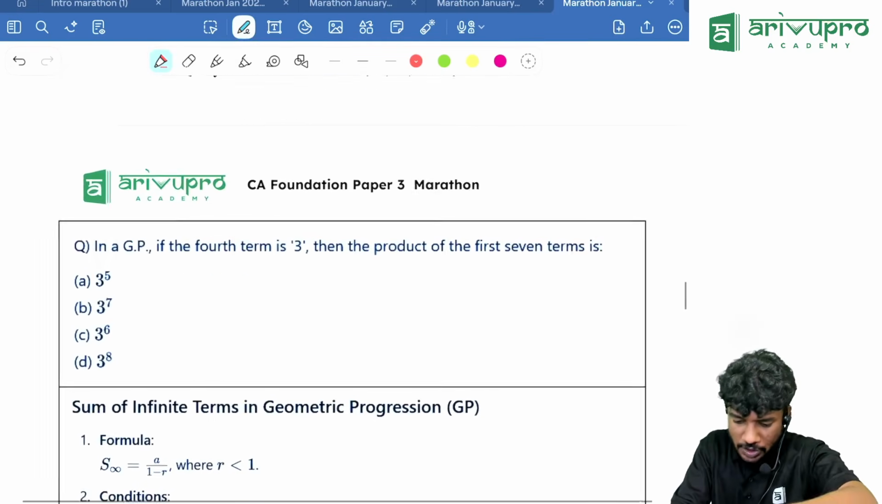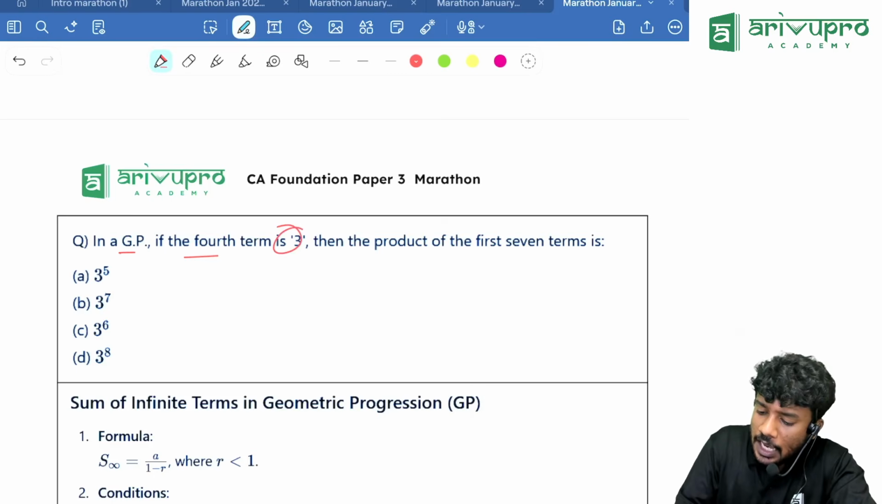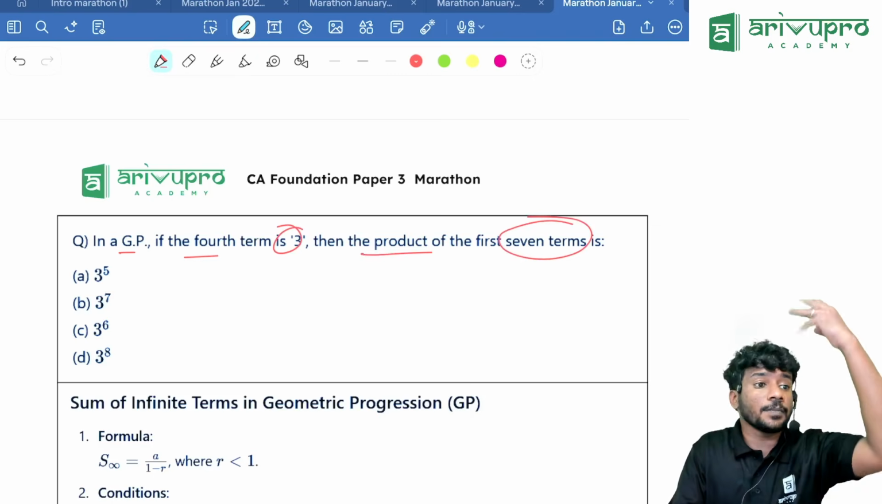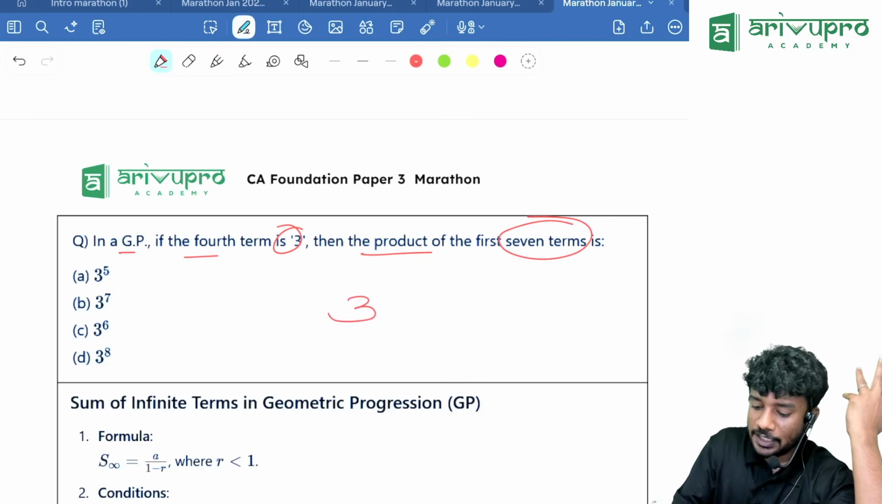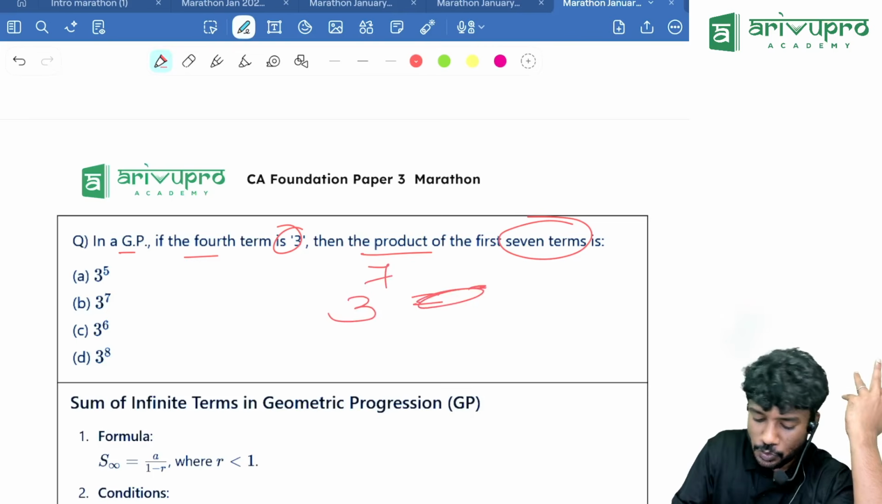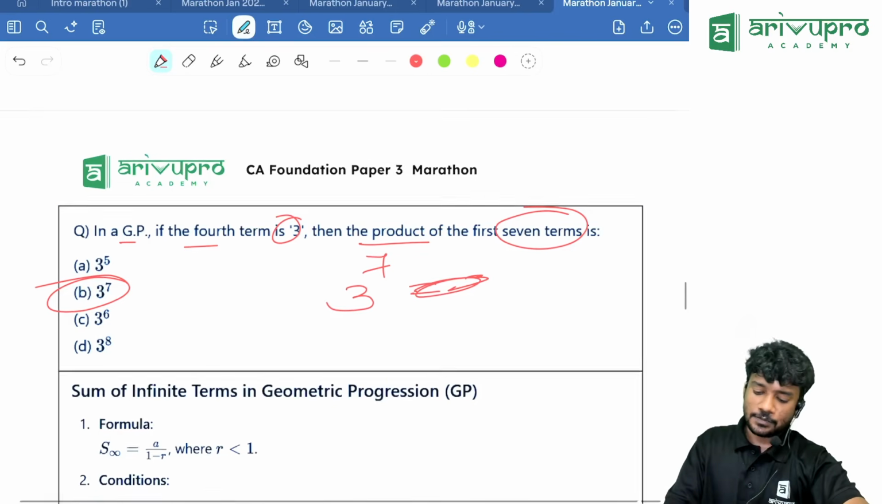Here in this question, in a GP, the fourth term is 3 and the product of the first 7 terms is how much? With 7 terms, who is the middle term? The fourth term. That means the fourth term is 3. Then total how many terms are there? 7 terms. So the answer is 3 raised to 7. Looking at that, option B is your answer.